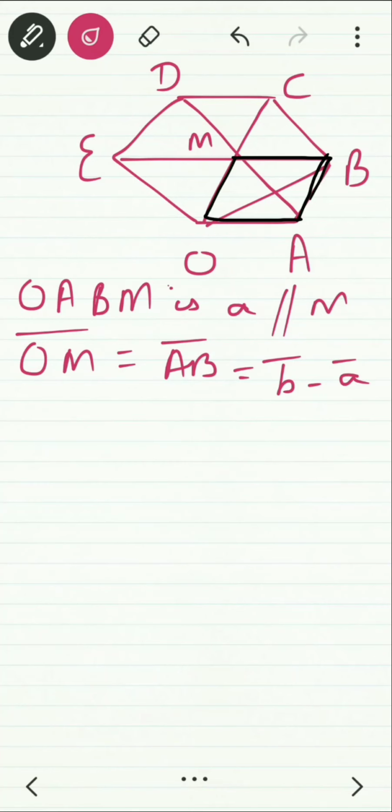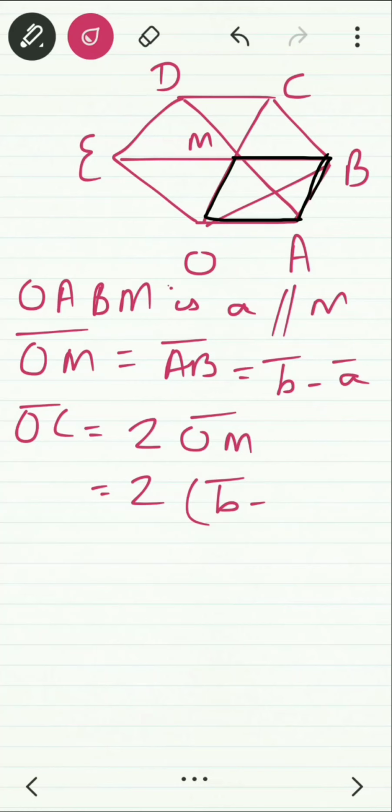Also, M is the midpoint of OC. So we have OC bar is equal to twice of OM bar, which is twice of B minus A. Thus, we have represented C in terms of A and B. So this is the first answer that we got actually. C has been represented in terms of A and B over here.